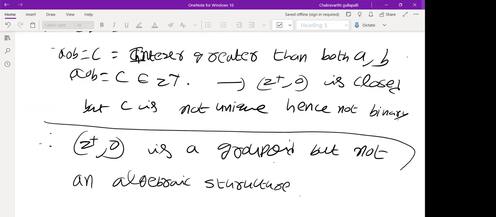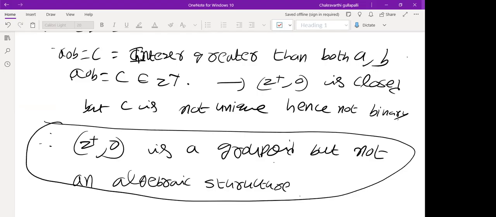In the interview also, they may ask you, or in the CSIR paper or SET, or in your JL, options will be given like: Z plus comma 0 is option A, groupoid; option B, an algebraic structure; option C, both groupoid and algebraic structure. So Z plus comma circle is a groupoid, but not an algebraic structure because circle is not a binary operation. Hardly very few people know this.